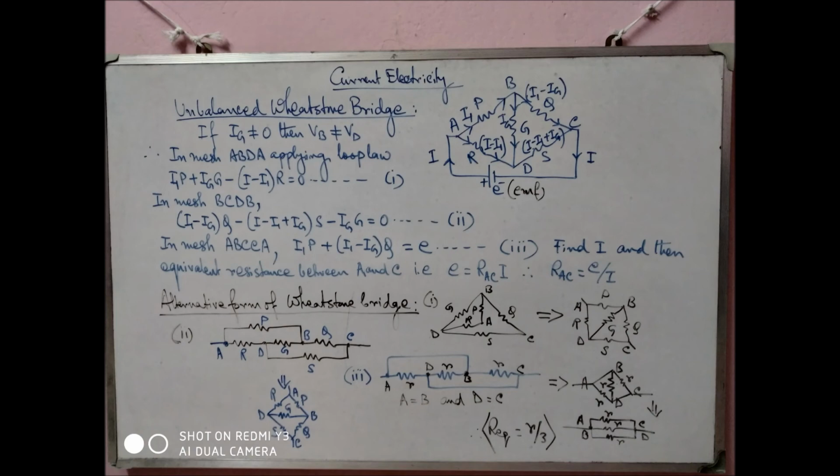That is for balanced. But here unbalanced, so solving these three equations, we find I, that is the net current or total current. Then by applying Ohm's law, E equal to IR, actually V equal to IR, but here V is replaced by E. E is the EMF of the cell, I is the total current, and R means the equivalent resistance between A and C. To indicate that equivalent resistance, we have used the notation RAC. So RAC equal to finally E by I. Clear? So it is for unbalanced Wheatstone bridge.